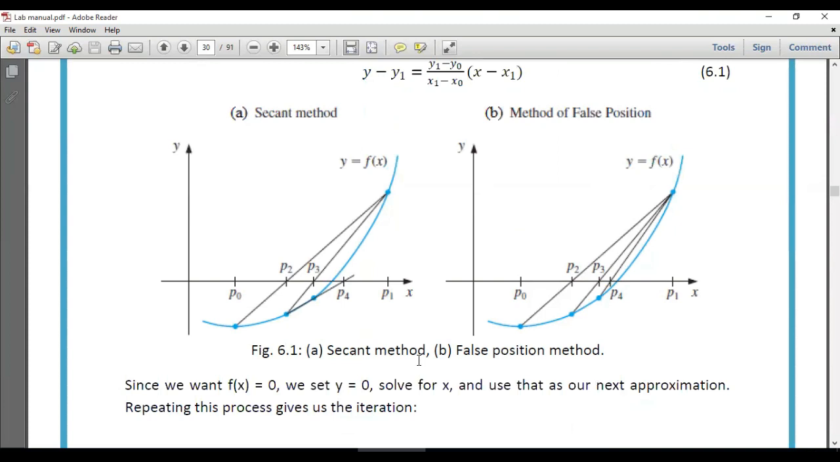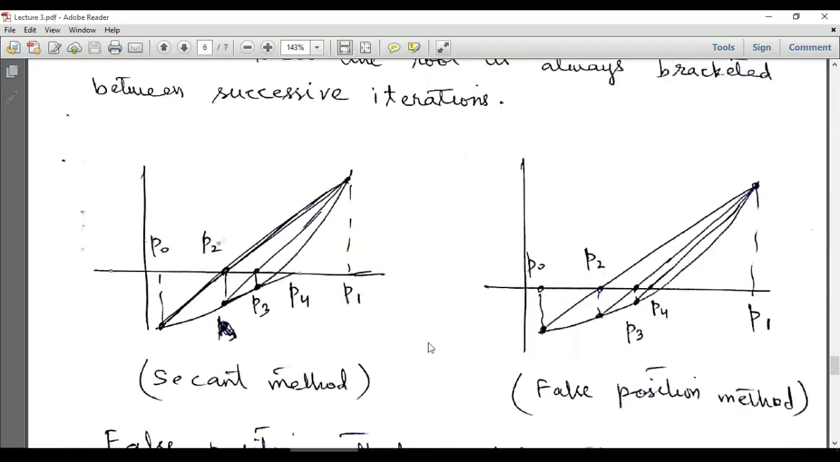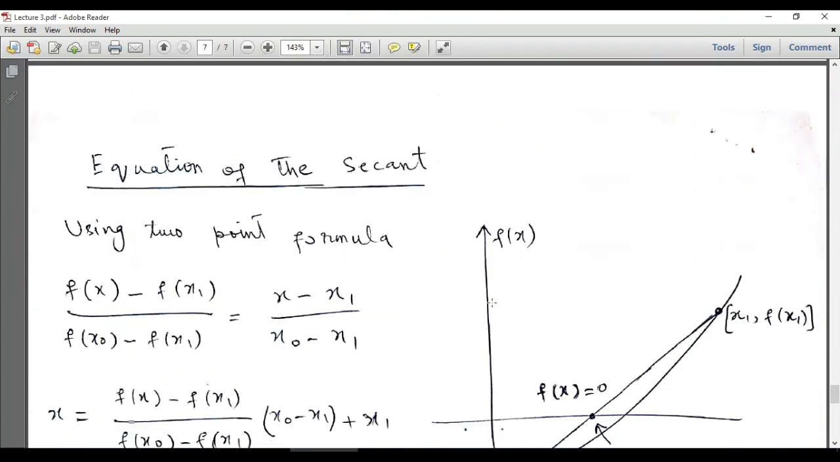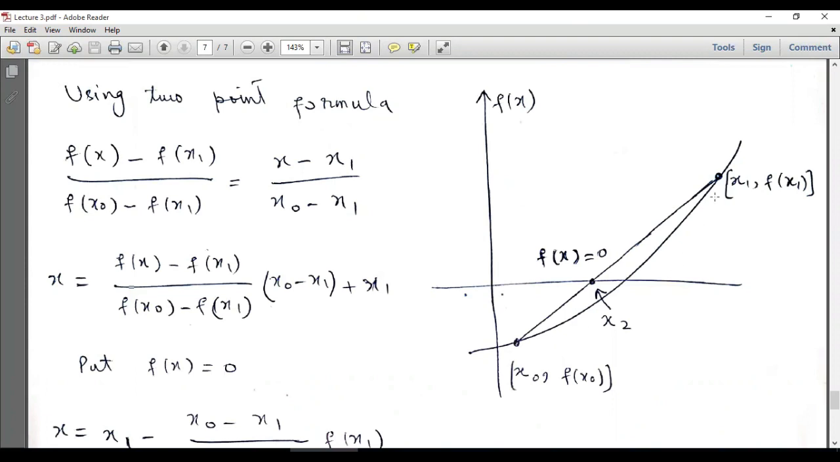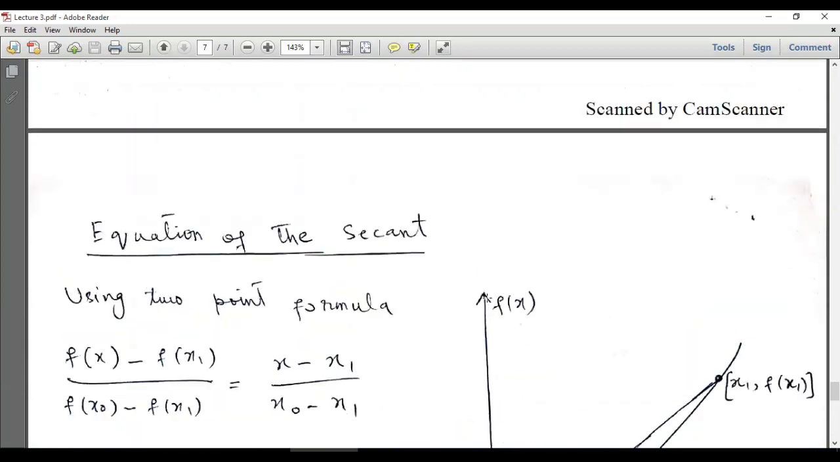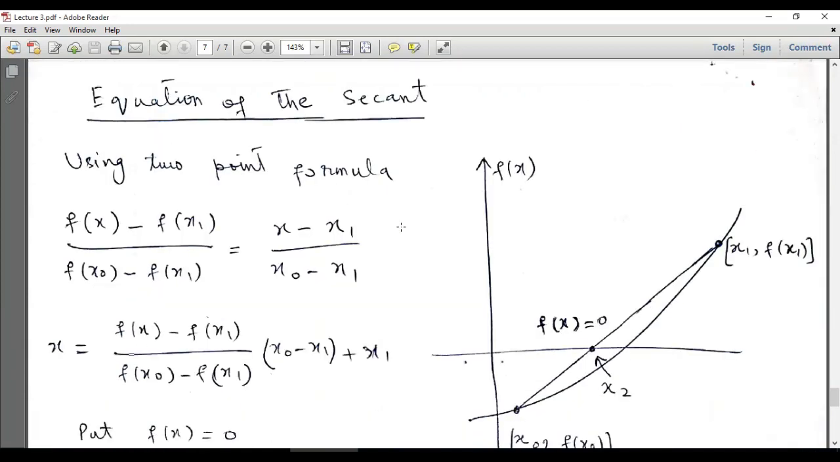So in implementing the secant method and false position method, first we have to find the equation of the secant, and the equation of this secant can be found using the 2 point formula. So this is our function, and this is the secant, which is actually a straight line. Suppose this is the point x naught, f(x naught), and this is the point x1, f(x1). So we can use the 2 point formula to get the equation of this straight line, or to get the solution of this secant. So the equation of the secant can be evaluated by using the 2 point formula.